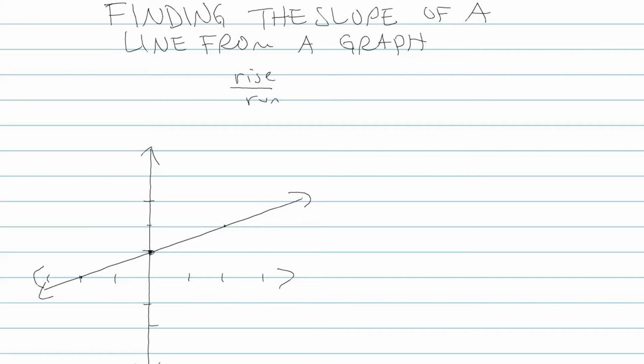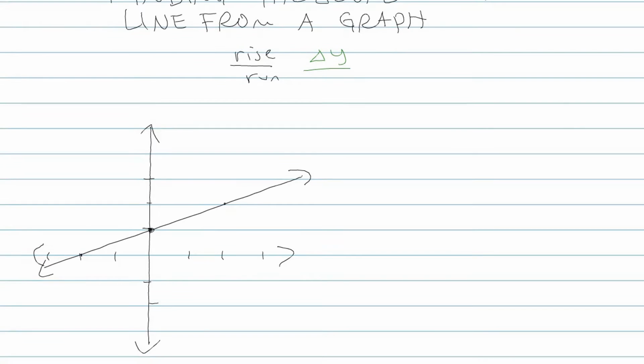Finding the slope of a line from a graph. The key to finding the slope from a graph is looking for the rise over run. Rise is the vertical change, also called delta y, because y is up and down, over the horizontal change, delta x. You guys might know this formula, y2 minus y1 over x2 minus x1. That's all the same way of representing the same thing.